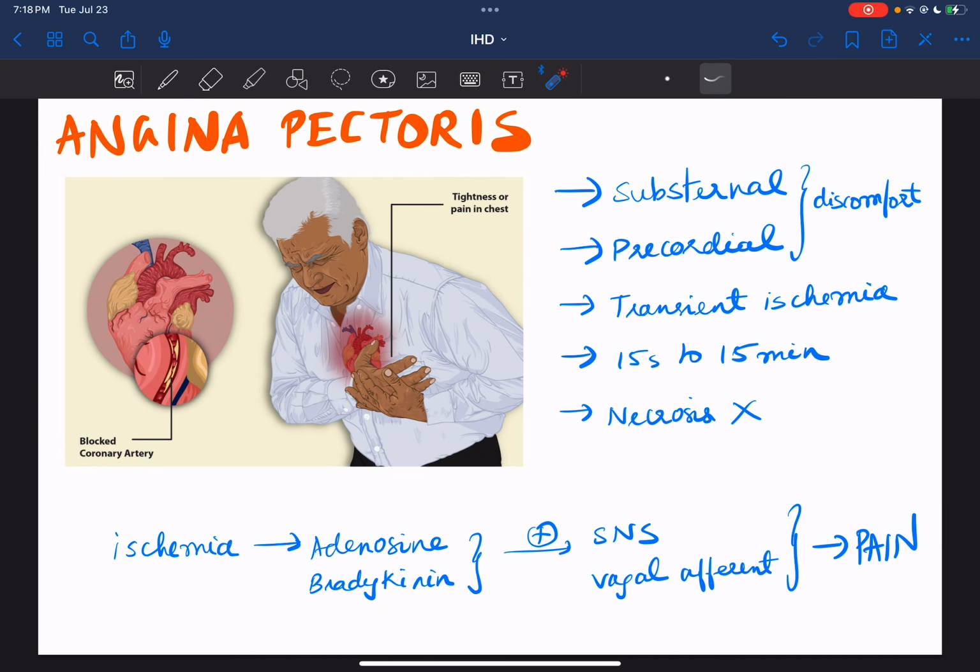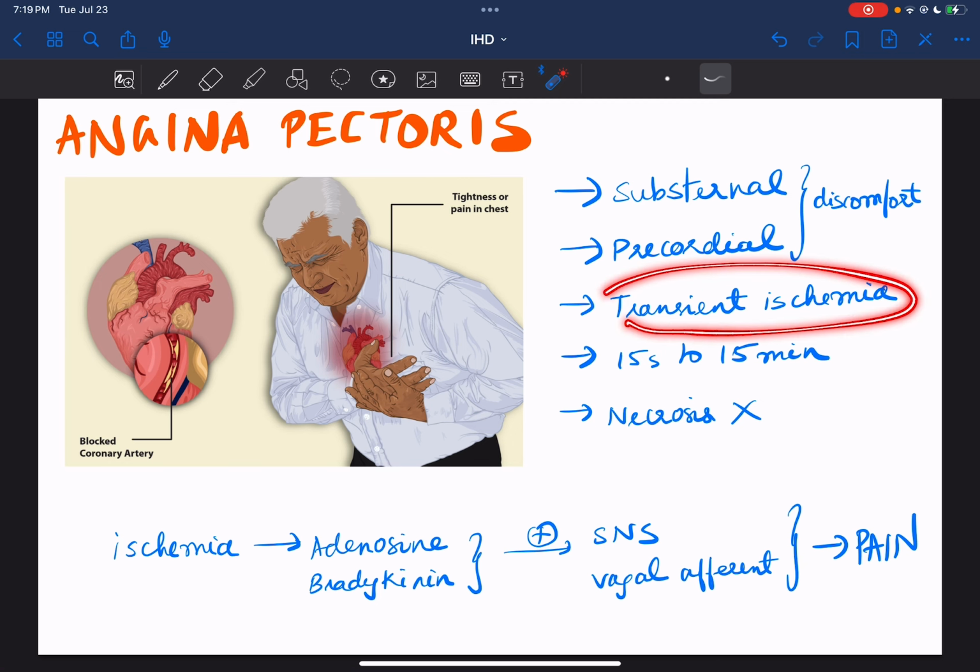Okay. Now, as I said, I'll be talking about angina pectoris too. Angina pectoris is the medical term for chest pain. There is tightness or pain in your chest. So, where does this pain originate from? It comes from the substernal and precordial regions. Precordial means just before the heart, substernal means behind the sternum where the heart is located. So, there is discomfort over there. There is tightness, some sort of squeezing pain.